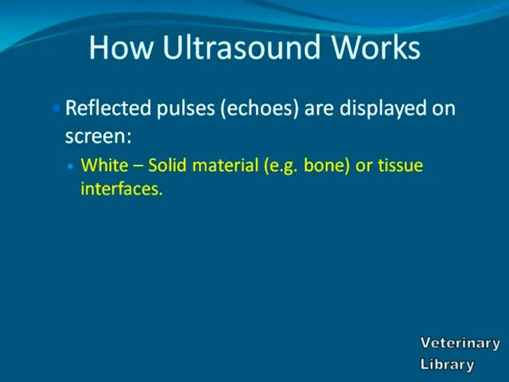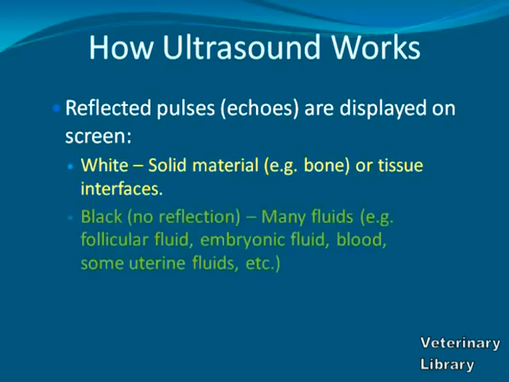If all or nearly all of the pulses are reflected, the image appears white on the screen, and this is indicative of solid materials such as bone and tissue interfaces. If none of the pulses are reflected, the image appears black on the screen, and this is indicative of many fluids such as follicular fluid, embryonic fluid, blood, and some uterine fluids.